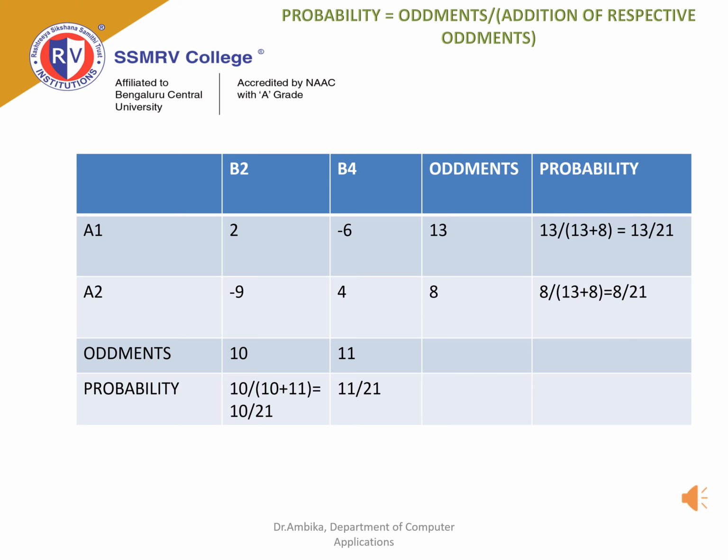We find the probability of the respective columns and rows by dividing the respective oddments by the summation of oddments. So if I consider the A1 row, 13 would be the oddment value. 13 is divided by 13 plus 8. That is, we arrive at the solution 13 divided by 21.